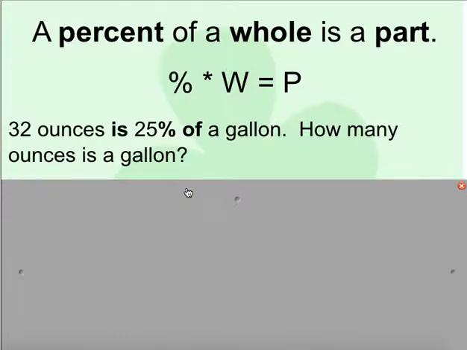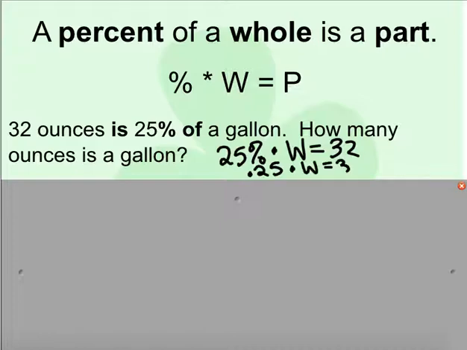Well, in this, we know we have my percent. I have 25%. The question is, do we have the whole or do we have the part? And it says 32 ounces is 25% of a gallon. And we see that 32 ounces is the part. So I don't know the whole, but I do know the part, 32. Now in this case, I need to change my percent into a decimal or fraction. I'll change it to a decimal. 0.25 times W is equal to 32.